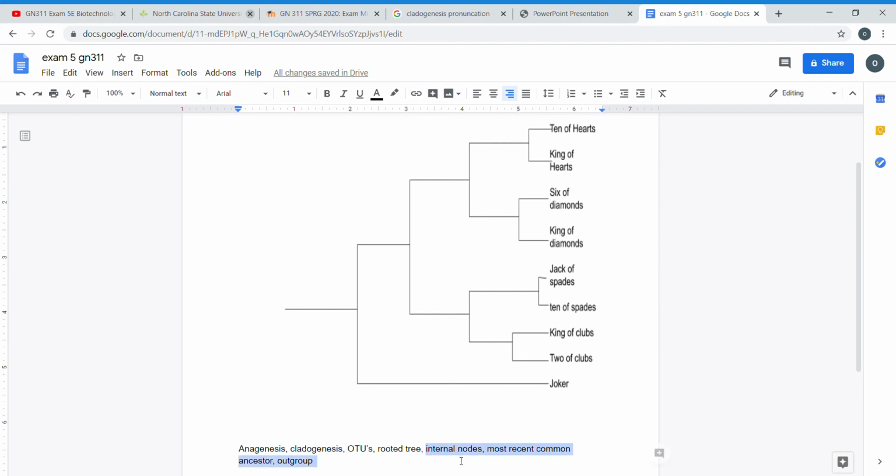The internal nodes would be these right here. It's like the point of a common ancestor. Most recent common ancestor is the closest shared internal node between two things. So for the king of clubs and the 2 of clubs, it would be right here. But for the 6 of diamonds and the king of hearts, it would be right here. And lastly, like I said in the intro, is the outgroup, which is the Joker.